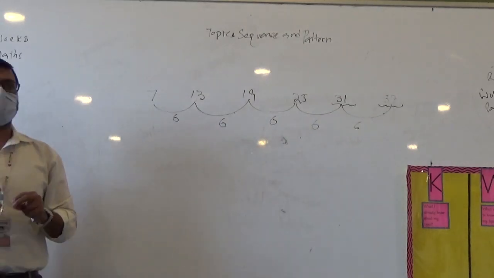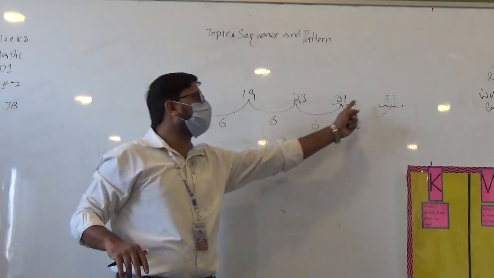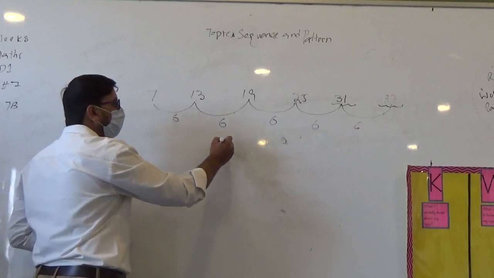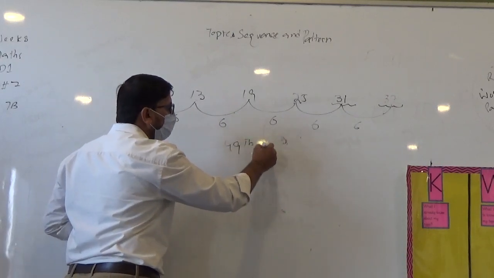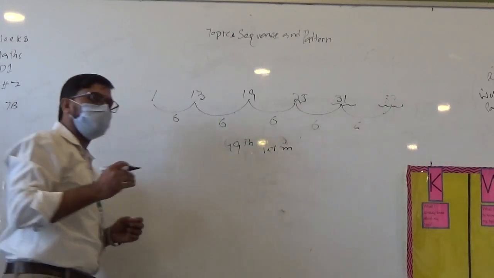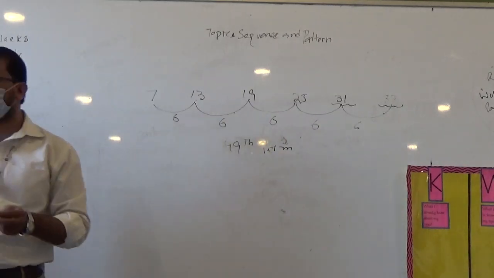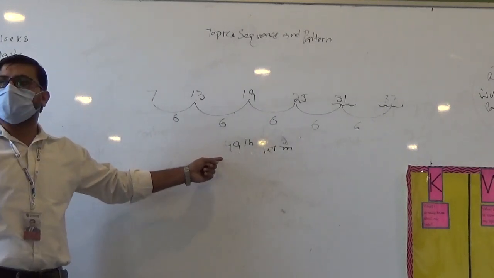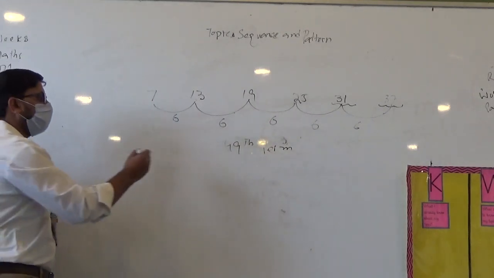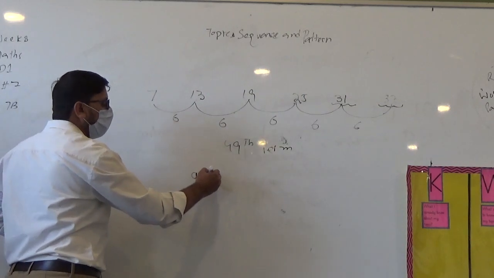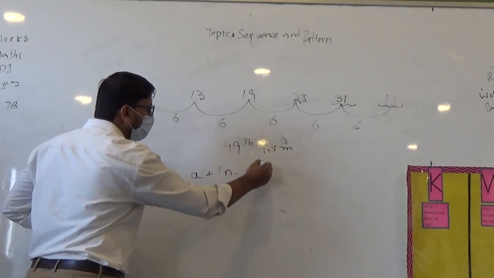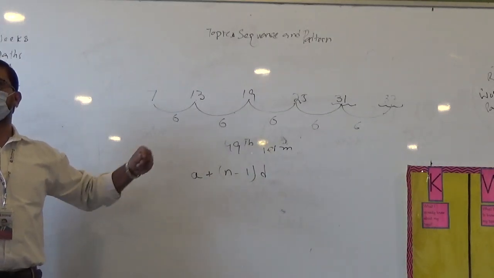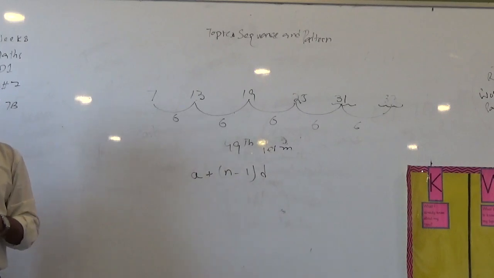That's it. But there is a question. That was the fifth term and that was the sixth term. If you are asked to find the 49th term, how would you find it? Then definitely you need some rule. And how can we construct that rule to find the 49th term? For that we need to follow a pattern, and the pattern is a plus n minus 1 into d. There is a standard pattern which will help us find the nth term formula.